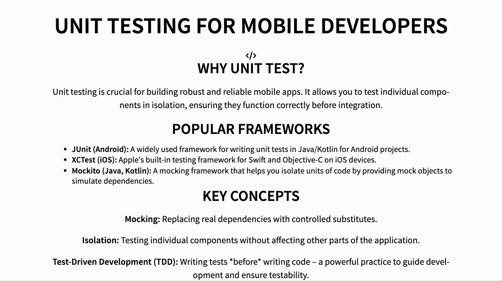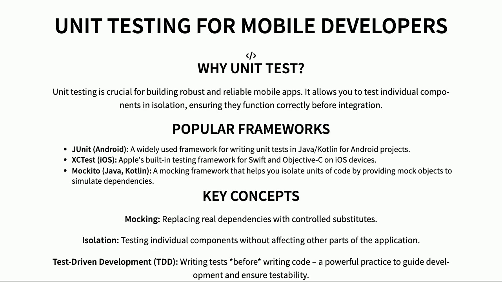Okay, let's talk about unit testing. It's a super important skill for any mobile developer. Basically, it means testing small pieces of your code, like functions or methods, in isolation. This helps you catch bugs early and make sure everything works as expected before you put it all together.